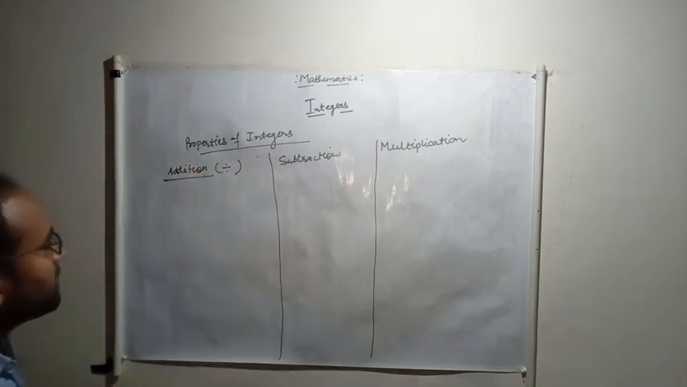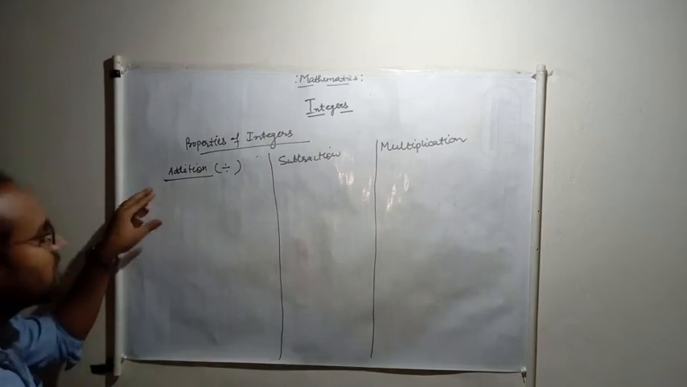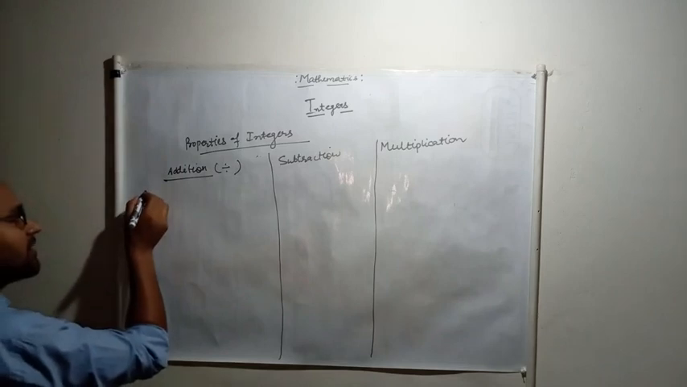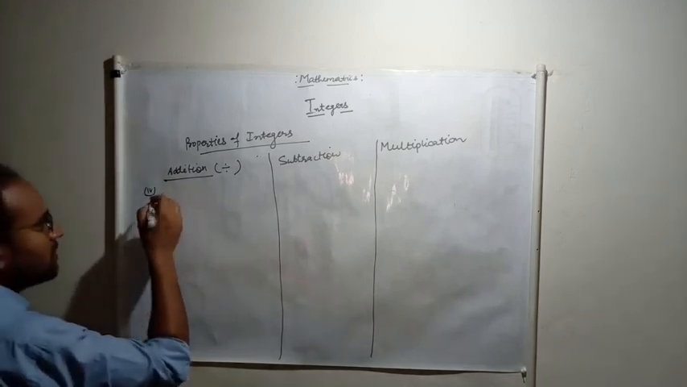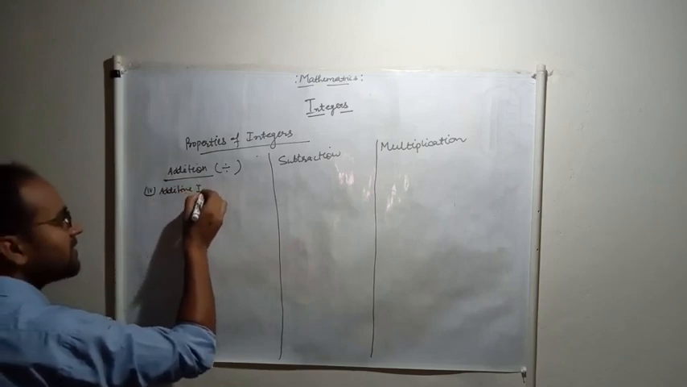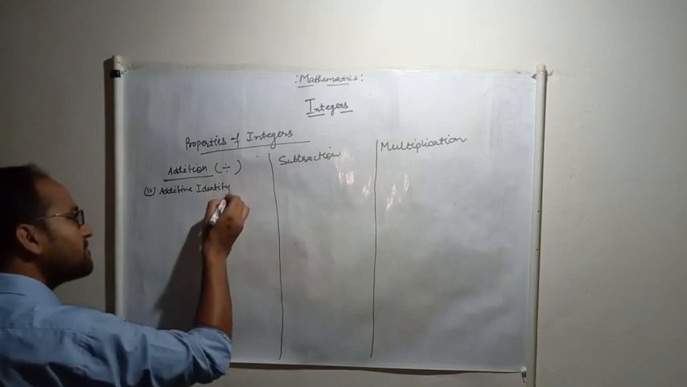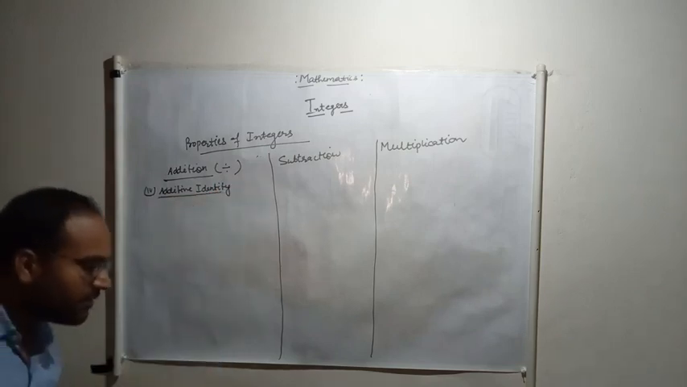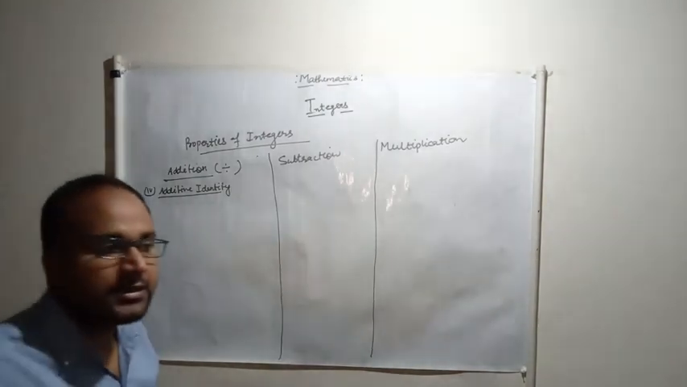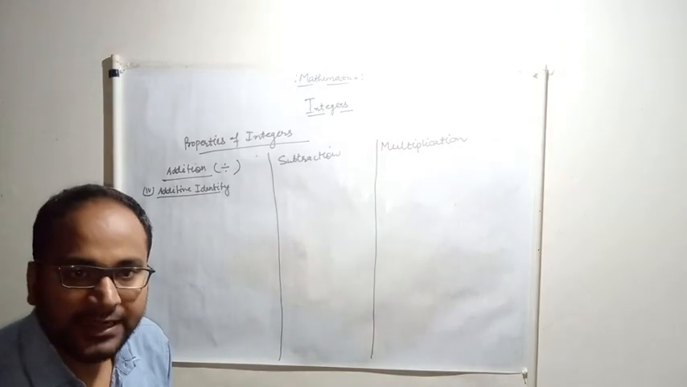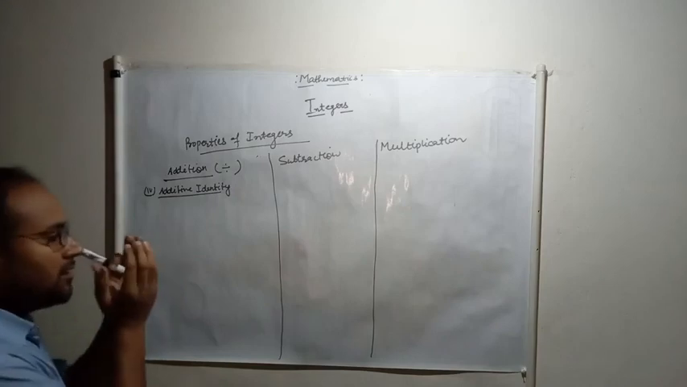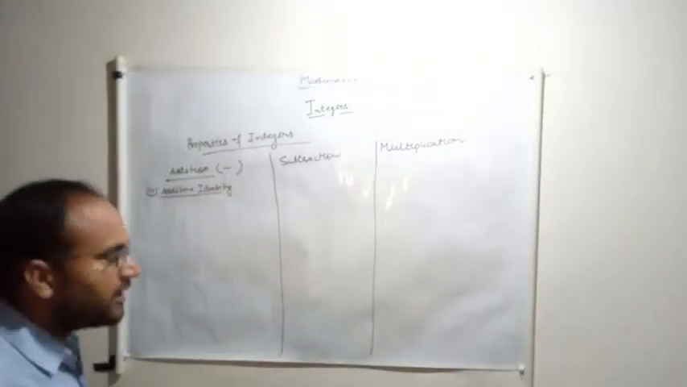In the previous video we discussed the properties of integers: closure, commutative and associative. All these three properties are held by addition. Then the fourth property is additive identity. It means that if you add 0 to any integer, you will get the same integer. So 0 is called the additive identity. By adding 0, there is no effect on the given integer.